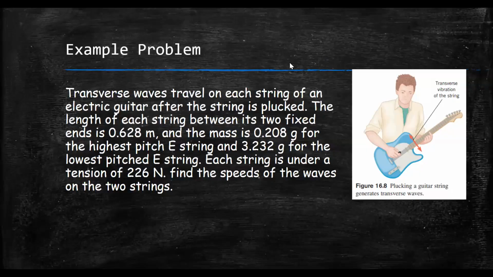Now, let's solve this example problem. Transverse waves travel on each string of an electric guitar after the string is plucked. The length of each string between its two ends is 0.628 meter, and the mass is 0.208 gram for the highest pitch E string, or the number one string, and 3.232 grams for the lowest pitch E string. Each string is under a tension of 226 newtons. Find the speed of the waves on the two strings.